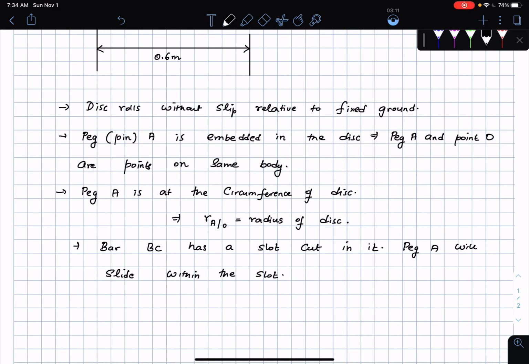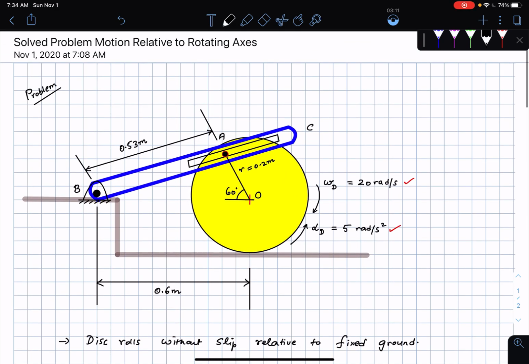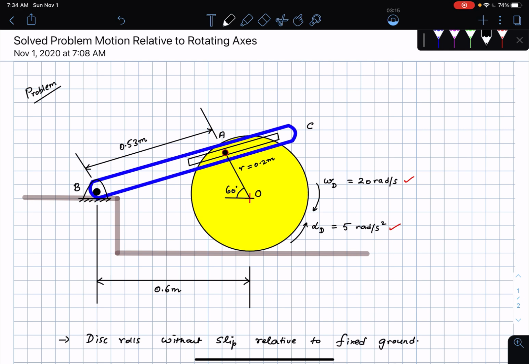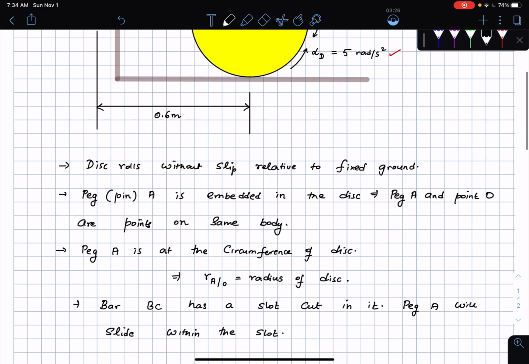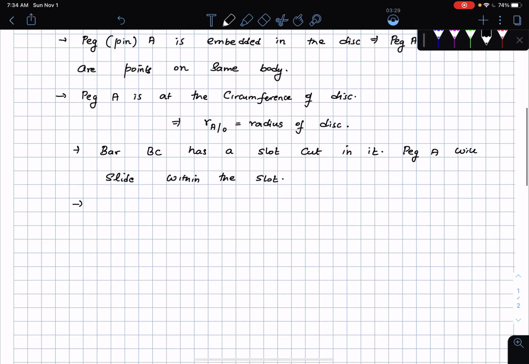This is the information that is given to me, and I'm told the distance from point A to point B is 0.53 meters, and to a great approximation we can say that point B and point O are along the same straight horizontal line. So point B and point O are at the same elevation. Let's make a note of that as well. Note: B and O are at the same elevation from the fixed ground.